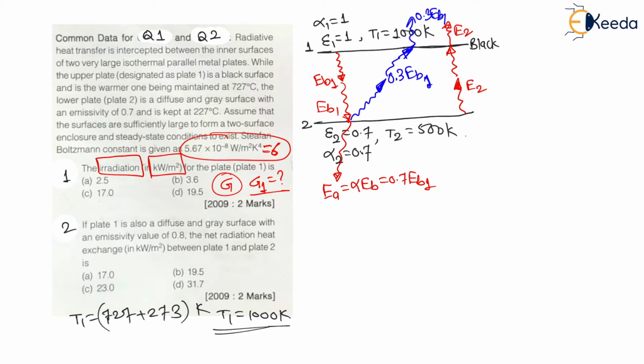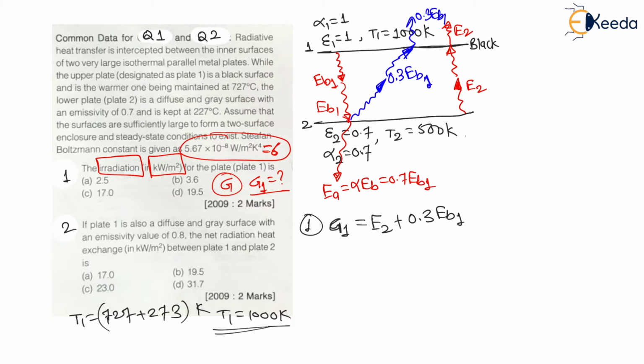Right? Now the very first question, what is the very first question? The irradiation of body 1. Irradiation of body 1, G1, is nothing but the total radiation energy falling on 1. Now what is the total radiation energy falling on 1? Can I say E2? It is E2 plus 0.3 times EB1. Definitely we can say the irradiation 1 is E2 plus 0.3 times EB1, right?